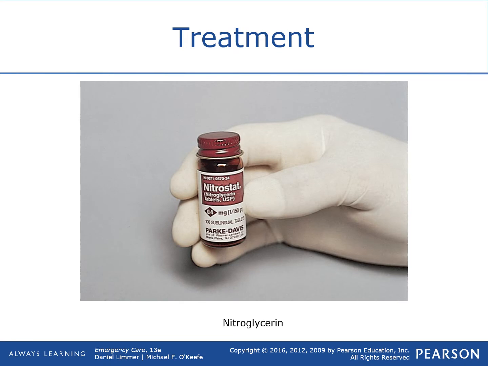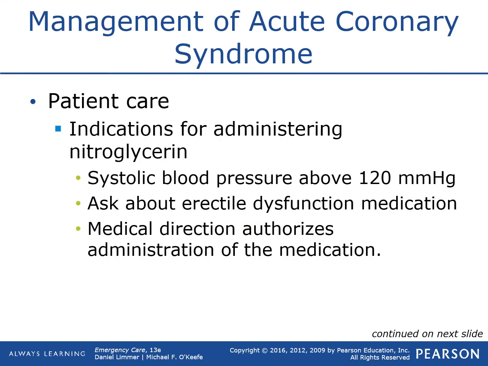So that's one form of what nitro looks like. You should be able to see the type of nitro that you guys carry on your own vehicles. So again, our systolic blood pressure has to be above 120. Ask about history of erectile dysfunction medication within the past 72 hours. And again, this is something that we ask for both males and females because erectile dysfunction medication can be prescribed for blood pressure to females. And erectile dysfunction medication is a vasodilator. Remember, nitroglycerin is a vasodilator.